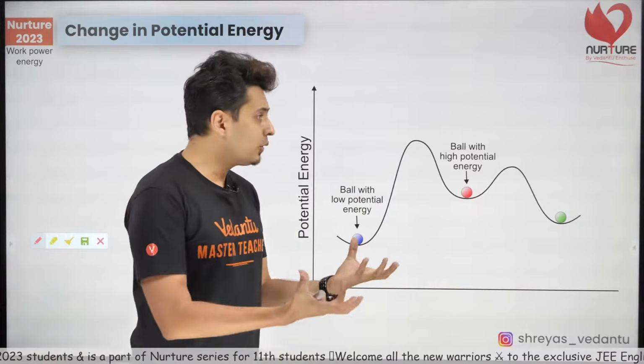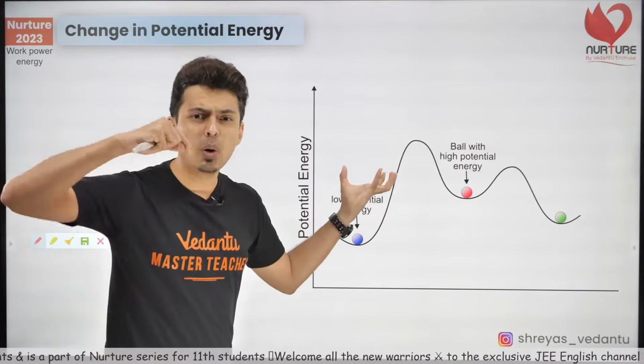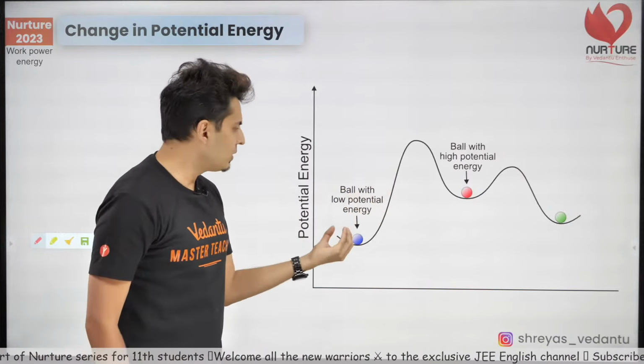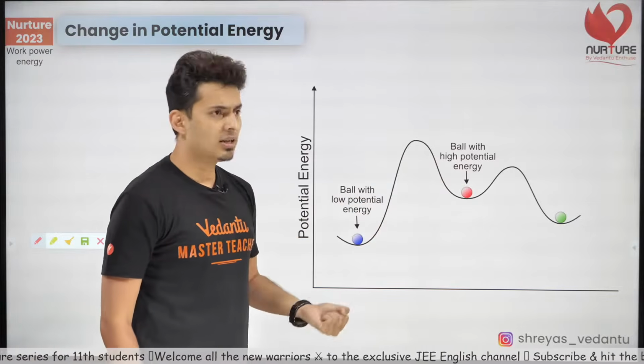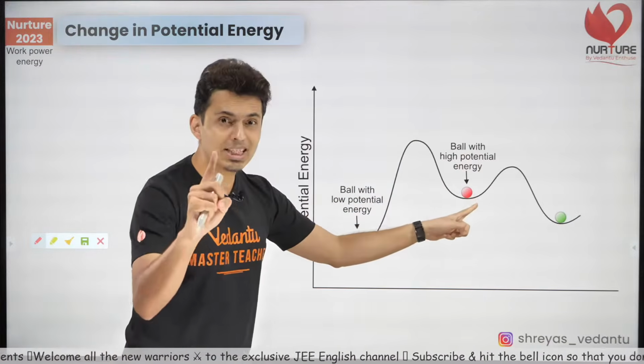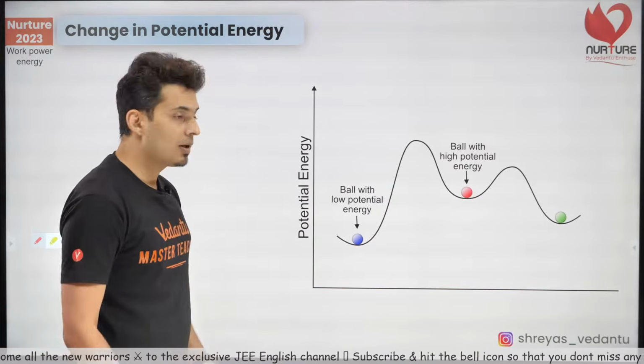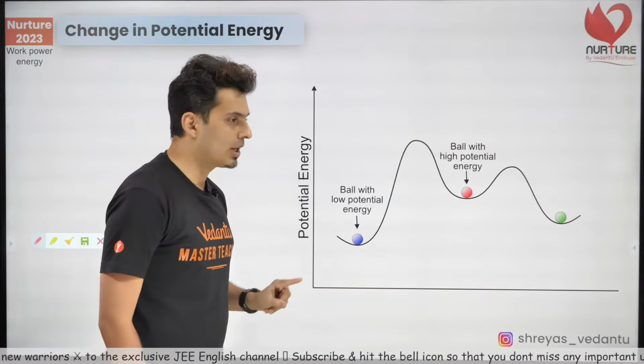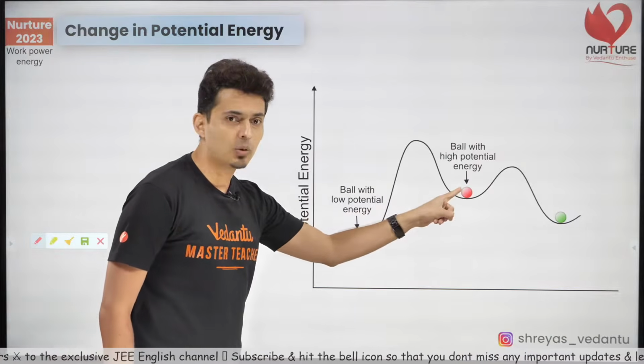Same way, if you take a ball up, it is going against its will. When you take this ball over here, high potential energy, it does not like it. This red ball will be jealous of this blue ball because this blue ball has low potential energy. This doesn't want to be here.